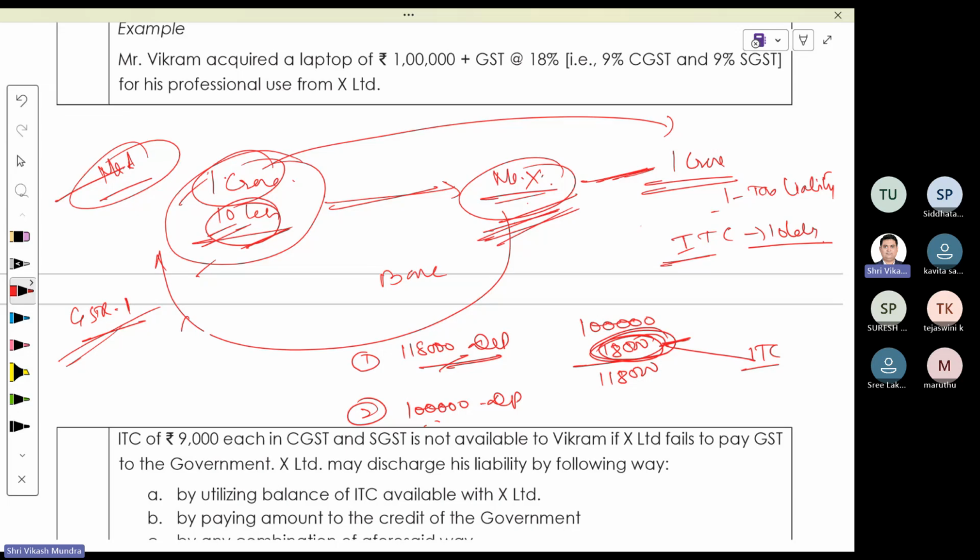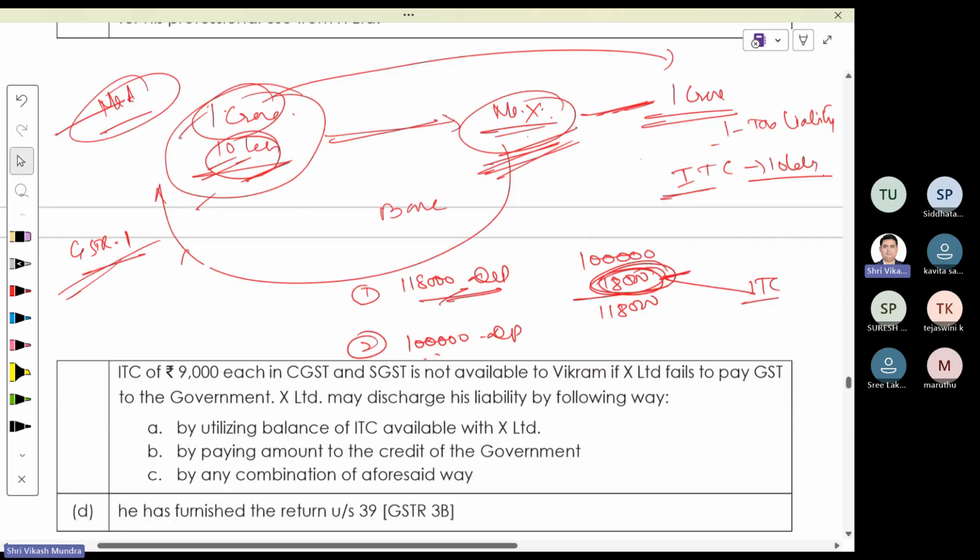On the other hand, on the contrary, you may claim depreciation on entire 1 lakh 18,000. In that situation, you cannot claim ITC of 18,000. Done?